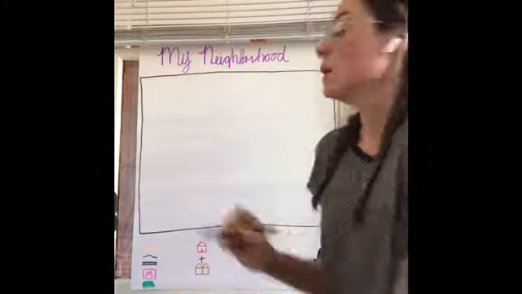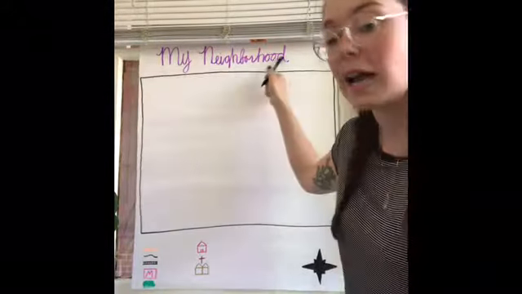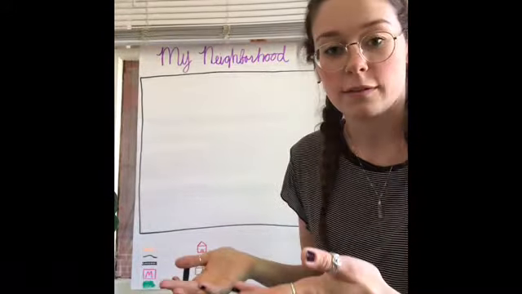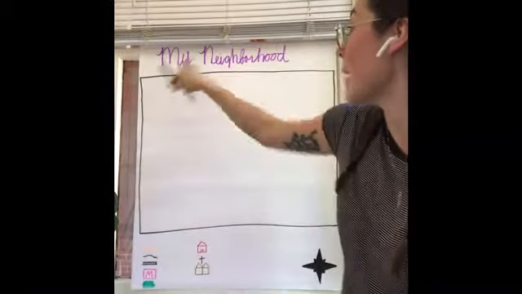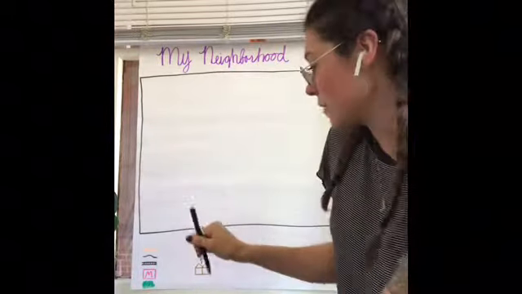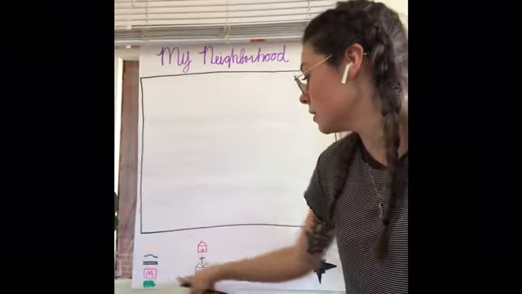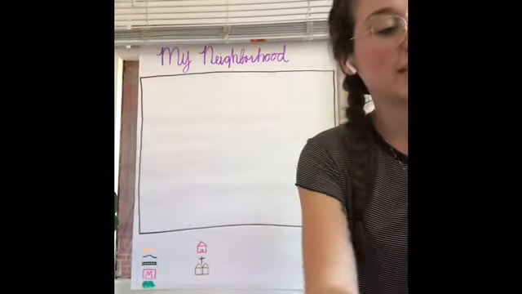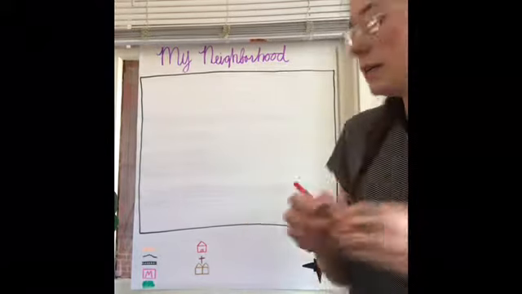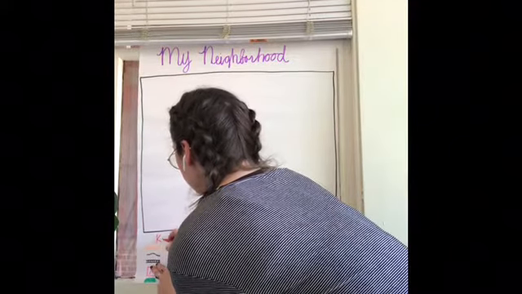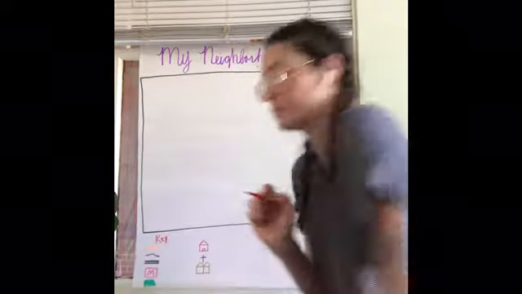Okay? So first we have our title of our map, which shows us what we're looking at, okay? So you're going to be looking at my neighborhood, so that's what I titled it, okay? Then down here is our key, okay? So I'm going to write key right here. Our key.